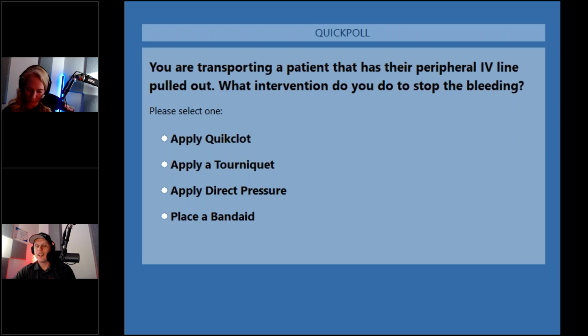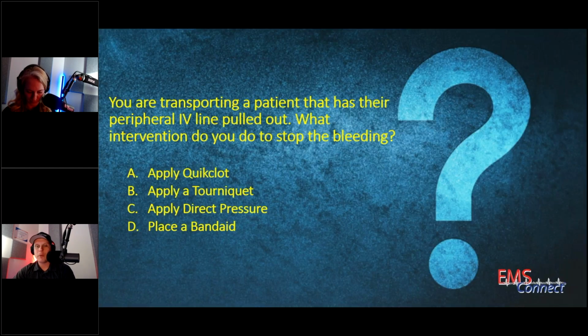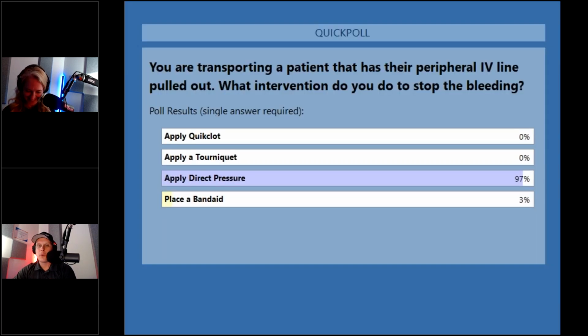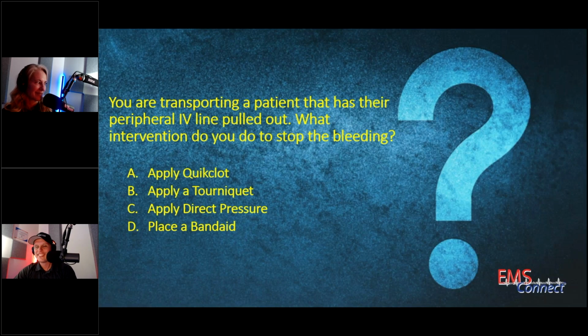Tragically, nobody decided they were going to apply a tourniquet or QuikClot, but most people said apply direct pressure. We did have a couple who said place band-aids, obviously depending on the amount of bleeding. There's your results. I love it. And so, yeah, direct pressure.